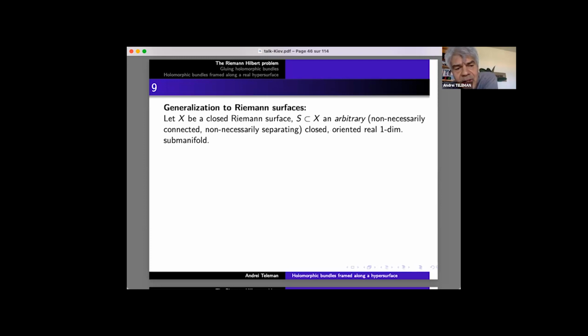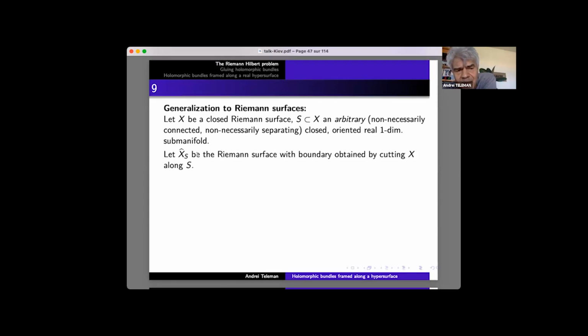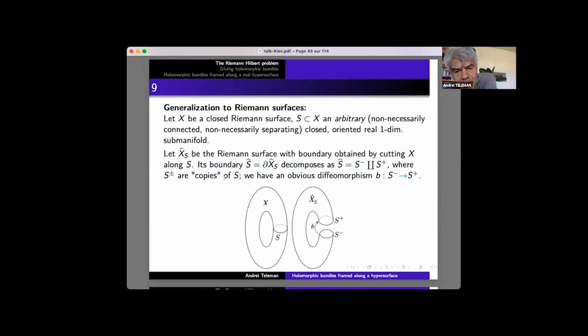So X is a closed Riemann surface and S is an arbitrary closed, oriented, real one-dimensional submanifold. But it's not necessarily connected and not necessarily separating. And I regard the Riemann surface with boundary obtained by cutting X along S. Its boundary decomposes as a direct sum of two copies of S, as you see here.